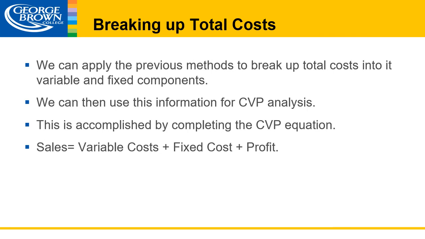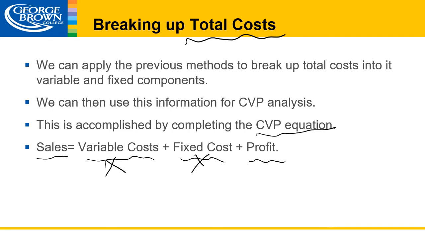So in the previous example, we broke up a semi-variable cost into its variable and fixed components. We can also apply those 3 methods to breaking up total costs into its variable and fixed components. If we recall that our sales are equal to our variable cost plus our fixed cost plus our profit, which is the CVP equation, we need to know what the fixed and variable components are of our total costs to be able to complete a CVP analysis, which is what we're going to talk about next.